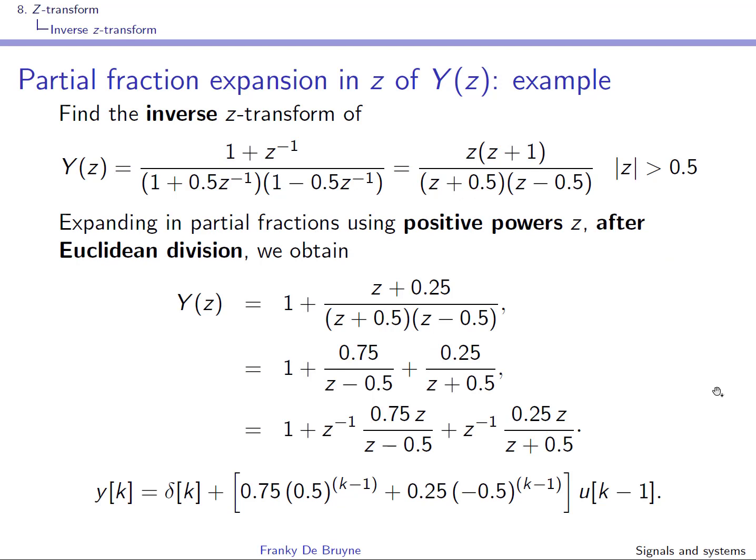So in this case we'll work again with the variable z. We'll take this expression, but we'll work with y of z directly. Observe that this y of z is not strictly proper, because the degree of the numerator is not smaller than the degree of the denominator. So we need to do a Euclidean division. Let's do this. We have to divide the numerator polynomial by the denominator polynomial.